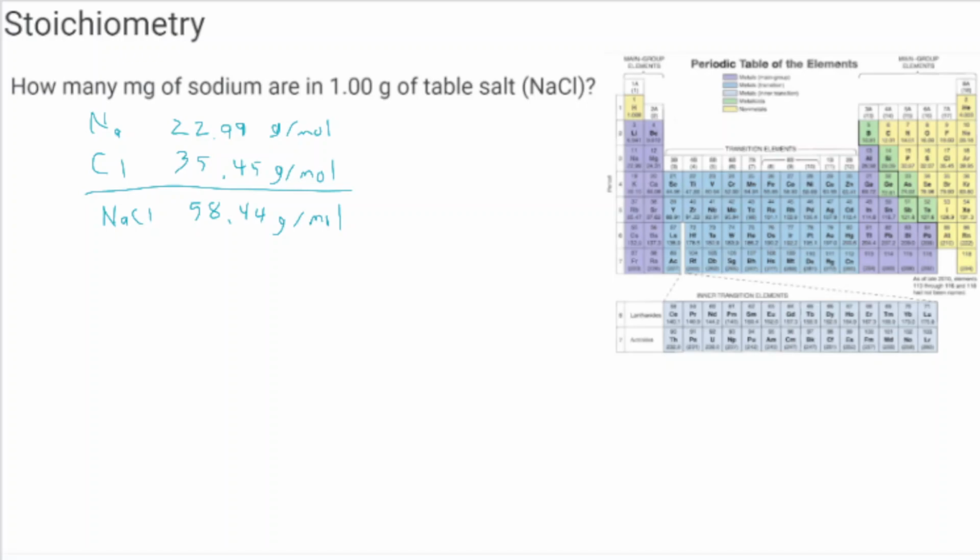So to answer this, we're going to go ahead and start off with the thing that was given to us, this 1 gram of table salt, or 1 gram of sodium chloride. So I'm going to go ahead and start my row across method with 1.00 grams of sodium chloride.